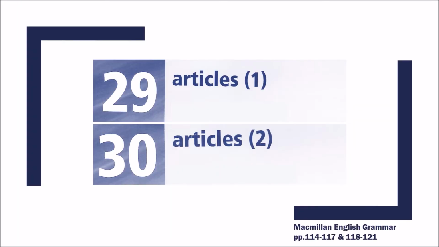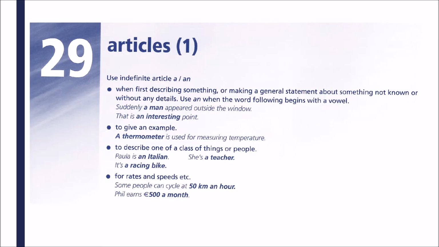For English grammar, articles mean a, an, the, or nothing. We use a or an for countable nouns in the singular form. We use them when we are mentioning these countable nouns for the first time. We use a for most of the nouns, and we use an for nouns that begin with a vowel.